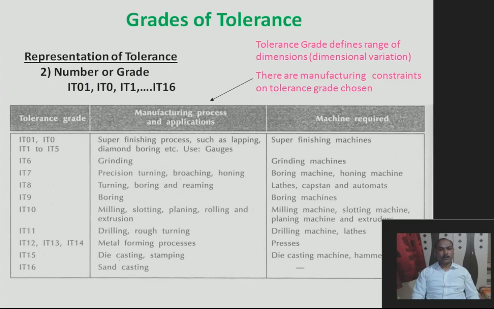As I told you earlier, IT01 and IT0 are used for super finishing processes like lapping and diamond boring, and are used for the gauges, whereas IT16 is used for sand casting.